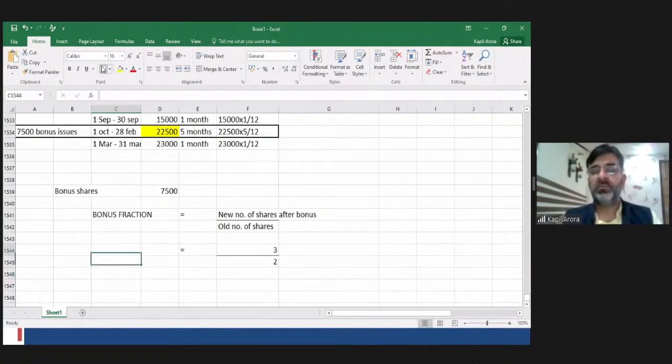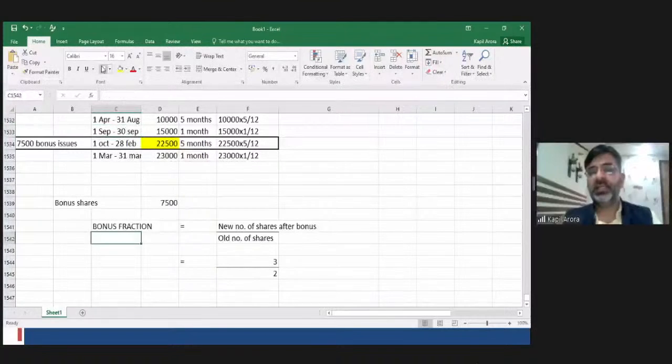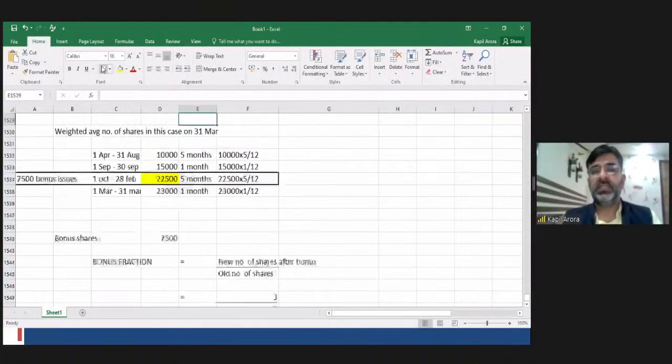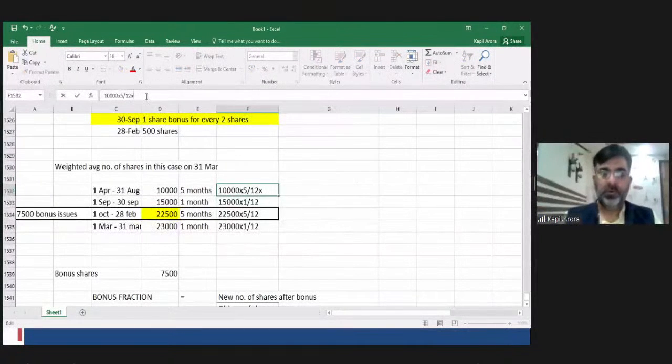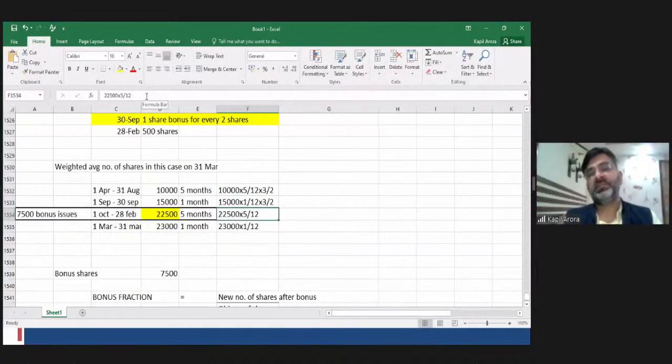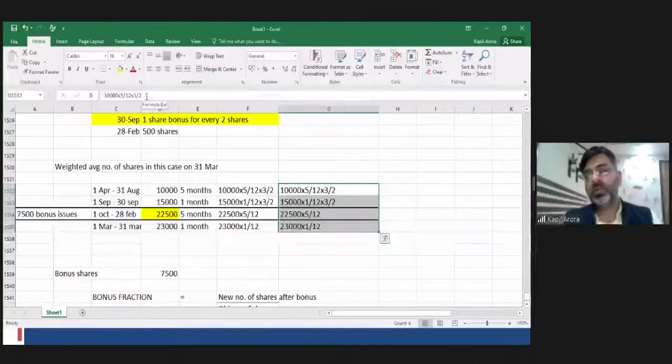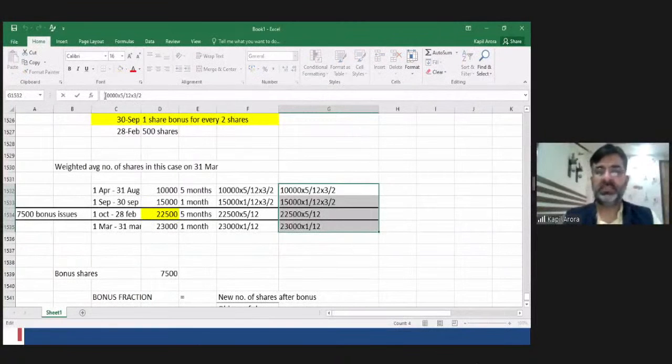So now we are back to this bonus issue. We got this bonus fraction. This bonus fraction, as I mentioned, will be multiplied with the transactions before the bonus issue. So 3/2 multiplied by this and 3/2 multiplied by this. Now we have the bonus element added into it. So let's calculate everything.